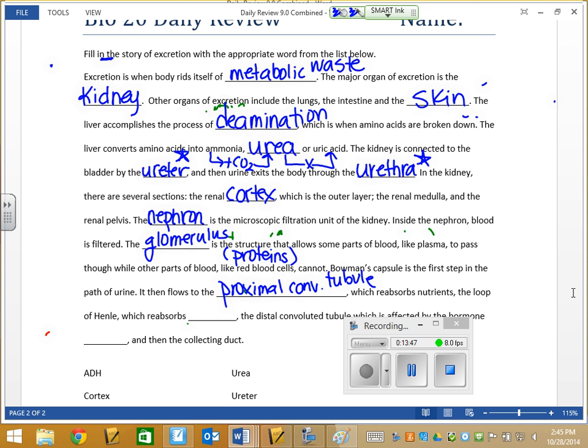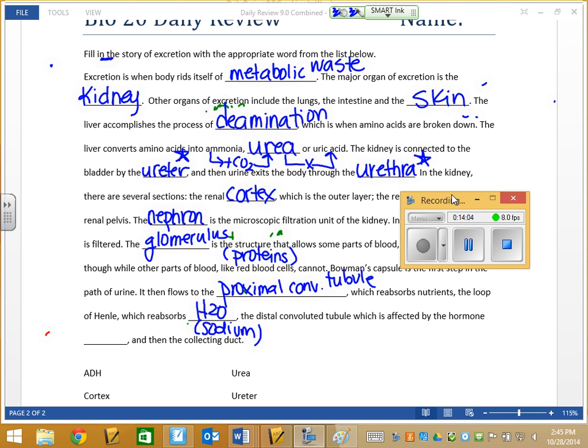In the proximal convoluted tubule, we reabsorb nutrients. In the loop of Henle, we specifically reabsorb water, or we could put sodium there because both of them are true. The distal convoluted tubule, which is affected by ADH, and then the collecting duct.